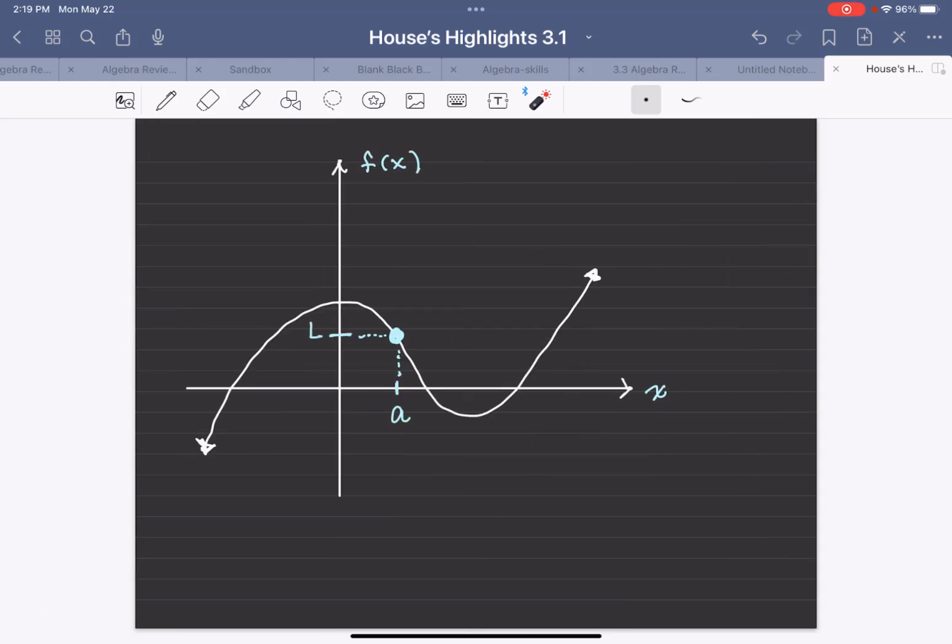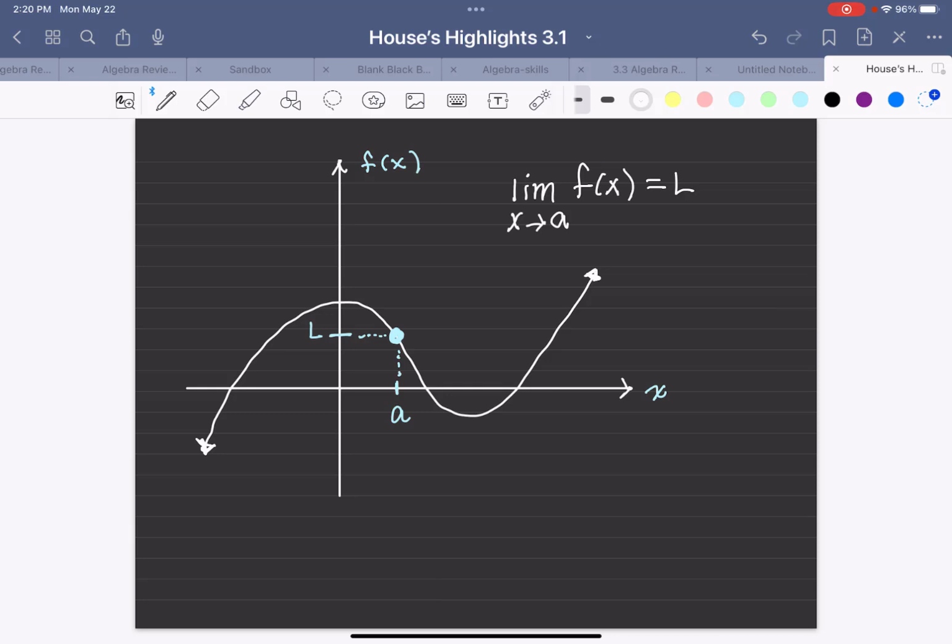Now I want to demonstrate that by showing you the graph of a simple polynomial function. And here's our a value here, and we're going to come toward a from the left and from the right, and because it goes to the same place called L, that's why we can say the limit as x approaches a of this function f of x is L.